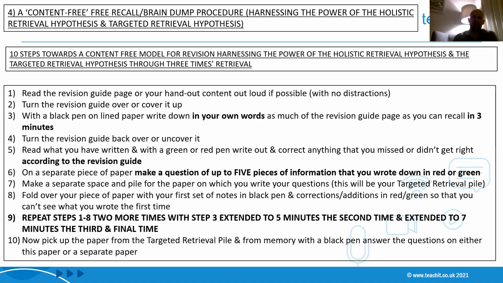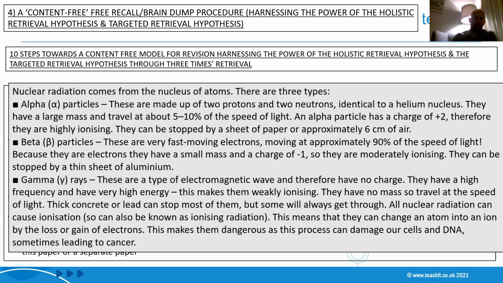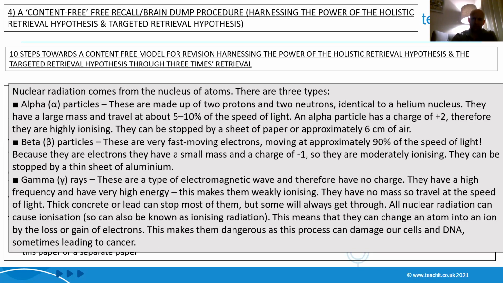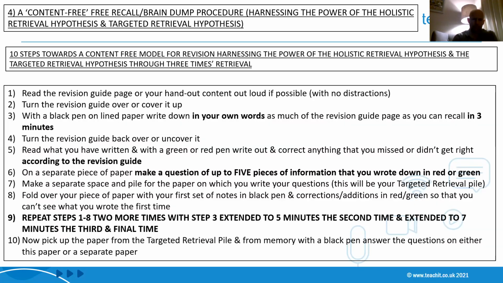The second time round that this recall would take place, I suggested an increase in the number of minutes, of course, because you would expect that a greater level of recall could take place the second time round. Then turn the revision guide back over or uncover it, so you'd look at it again. And then read what you've written, and with a green or a red pen, write out and correct anything that you missed or didn't get right according to the revision guide. So that's where misconceptions would be dealt with, and so on. And then on a separate piece of paper, make a question of up to 5 pieces of information that you wrote down in red or green.